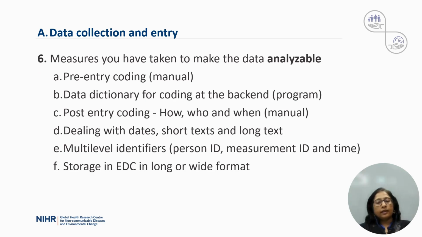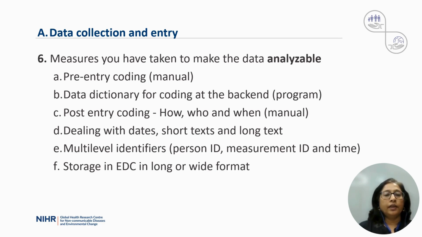So the next aspect of quality is about how you make the data analyzable. Most of the work is done at the time of building the database, but you need to ensure that you have a database which will do the coding automatically. The first part is pre-entry coding, where at the time of data collection we are coding. For example, let us say you're asking about the occupation. There are 15 choices for occupation, but each occupation is coded with a number.